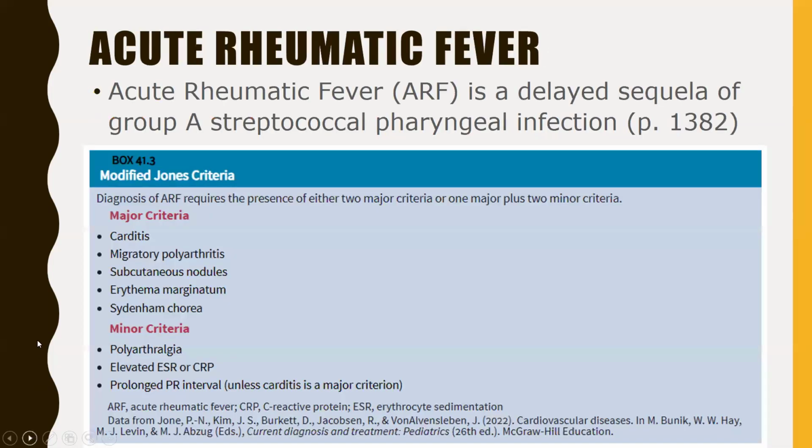Acute rheumatic fever. So acute rheumatic fever is a delayed sequela of group A streptococcal pharyngeal infection. And you'll hear acute rheumatic fever called ARF. So you typically see this more often in our school-age children between ages 5 and 15. And you usually see this develop about 2 to 4 weeks after the initial streptococcal infection.